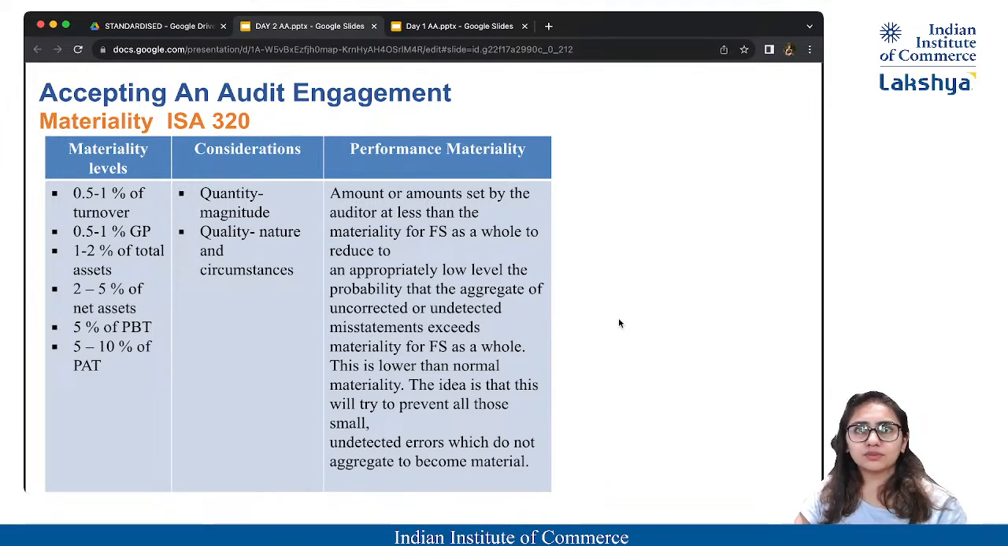But at the end of the year, when you aggregate all of these non-material things, it somewhere becomes material for you. If you add up 100, 200, 300, 400, 450, again 50, this, that, together, it is material for you. So that is performance materiality. This is lower than the normal materiality. The idea is that this will try to prevent all those small undetected errors which do not aggregate to become material. So individually they are not material, but when you aggregate them, they definitely are material. So that is performance materiality.